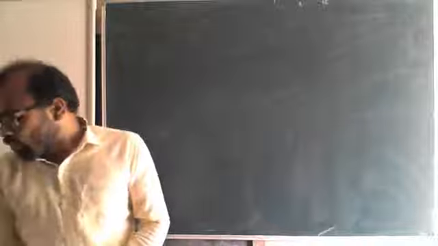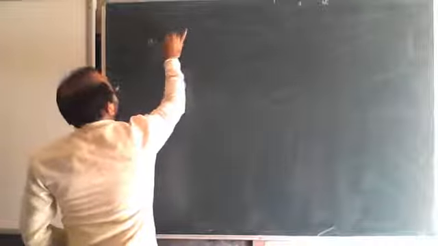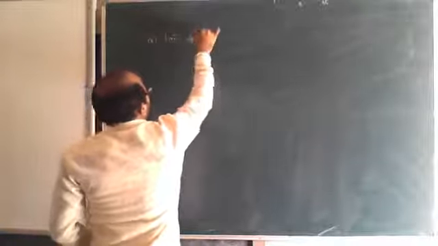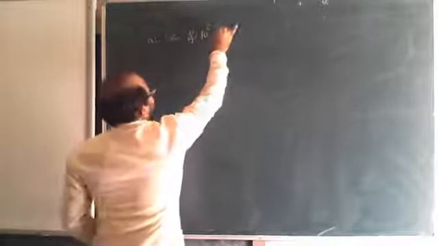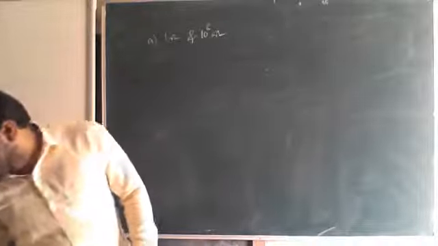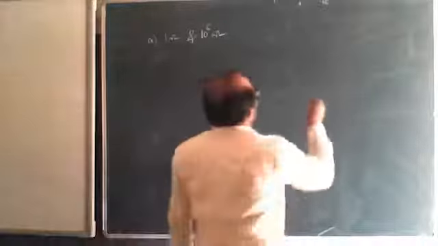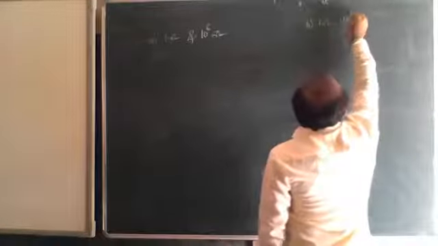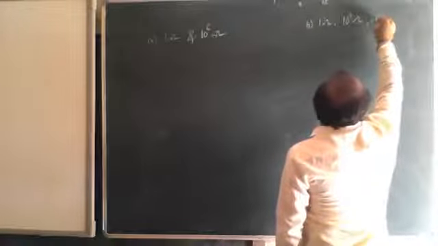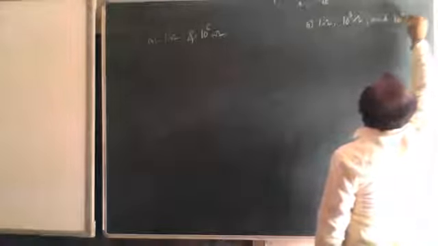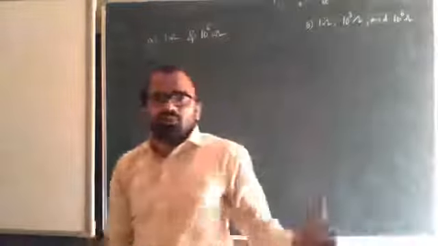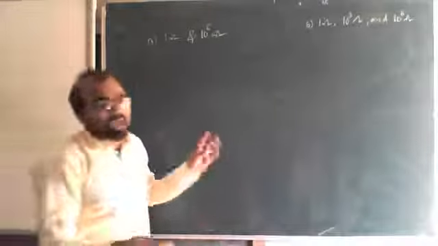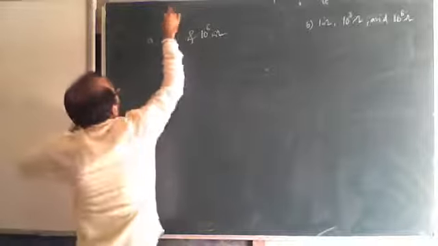Judge the equivalent resistance when the following are connected in parallel. 1 ohm and 10 raised to 6 ohm. Please open the book. That is in the first problem. In the second problem, 1 ohm, 10 raised to 3 ohm and 10 raised to 6 ohm. They are connected in parallel.